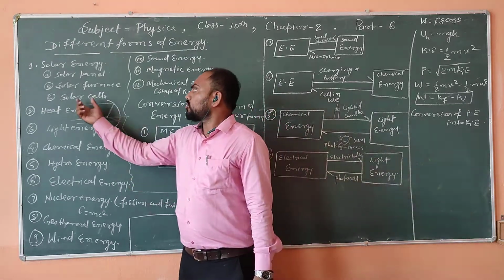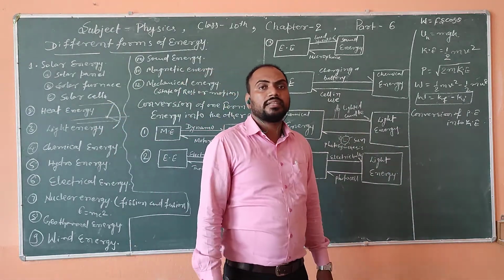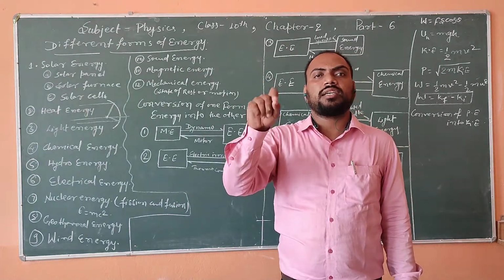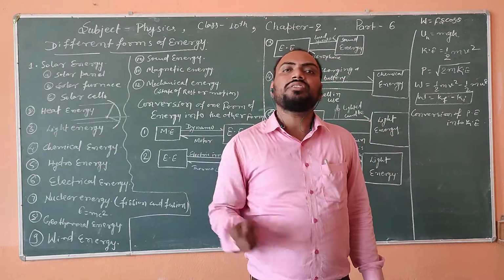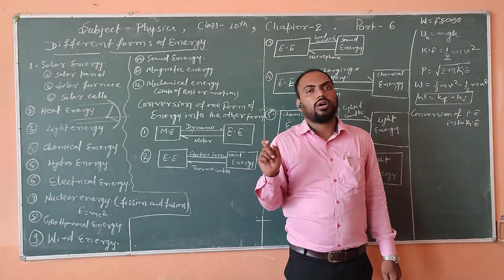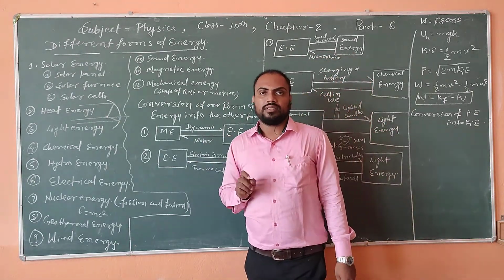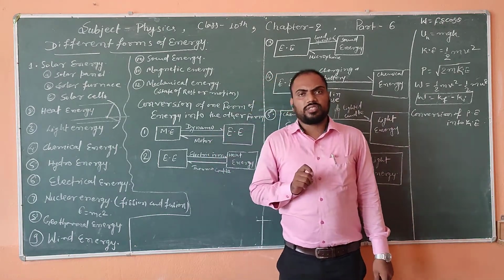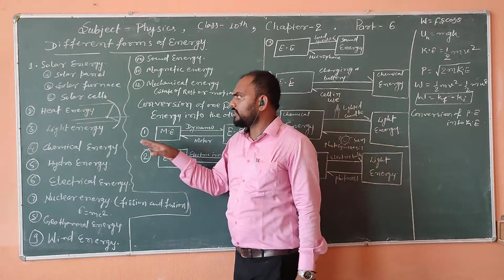Now, solar cell. A solar cell is a device which is used to convert solar energy, meaning light energy, into electrical energy, through batteries or through the solar panel that is made up of silicon, germanium.